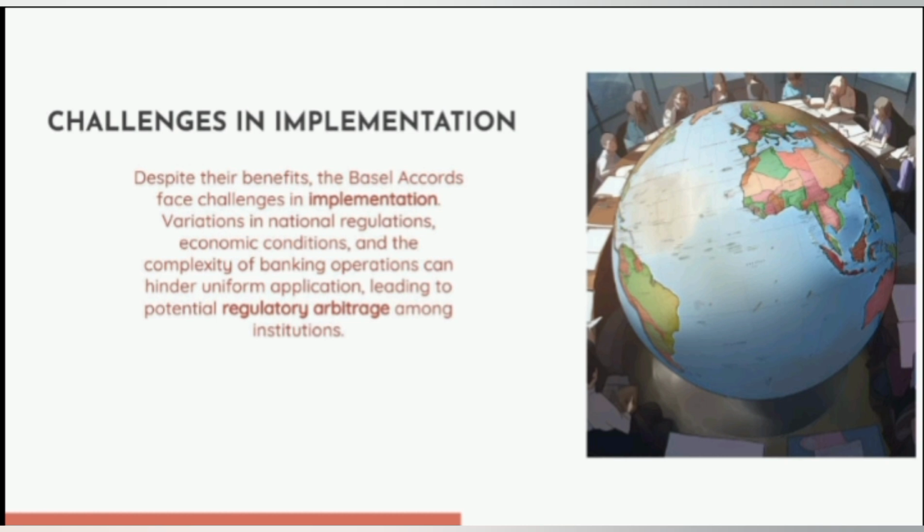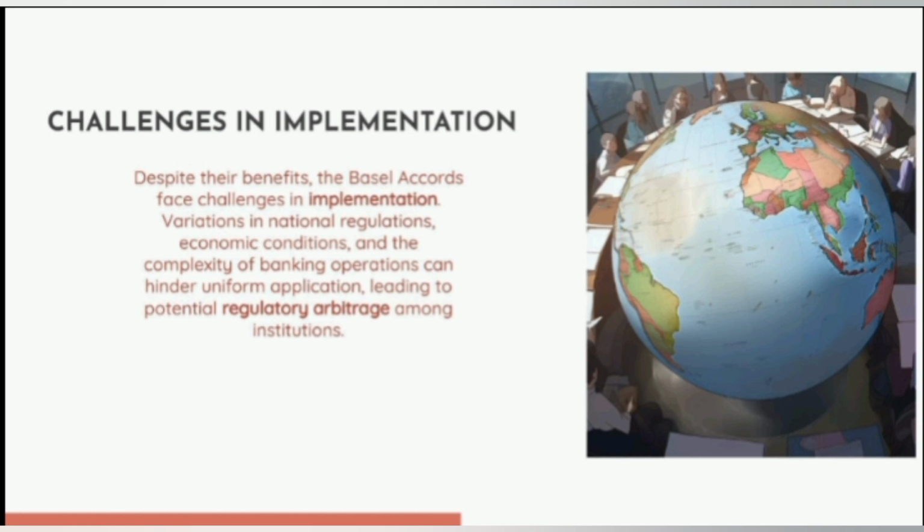Variations in national regulation. Countries have unique regulatory environments, making it challenging to implement Basel Accords uniformly. Regulators may exercise flexibility in implementing Basel Accords, leading to inconsistencies. Variations in supervisory approaches can affect consistency.